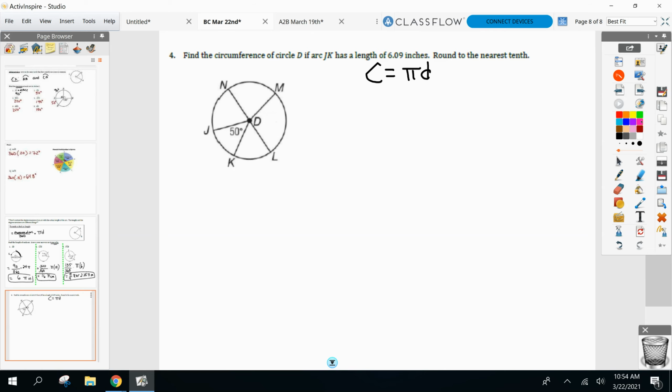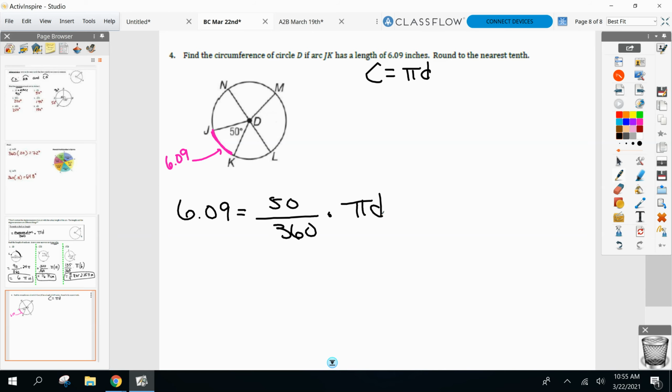Let me do it in red here, or pink. This arc length right here, 6.09. And they throw in that 50 there as the central angle. All right. Don't I know a formula where the 6.09 came from? 6.09 arc length equals, help me fill it in. Measure is what? 50, the central angle, over 360. And what's the rest of the formula? Times pi.